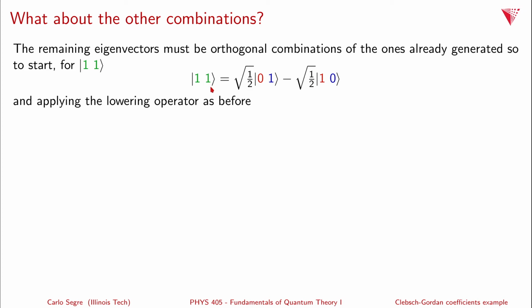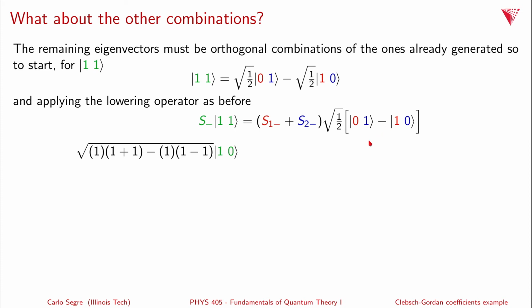We can apply the lowering operator just like before to get the state 1, 0. S minus applied to 1, 1. And then S1 minus plus S2 minus applied to this state 1 over the square root of 2, 0, 1 minus 1, 0. And we're going to get 4 terms again. So we get the first term here is 1 times 1 plus 1 minus 1 times 1 minus 1. That will be square root of 2. Then you have, on the right side, 1 over the square root of 2 times 1 times 1 plus 1 minus 0 times 1, 0 minus 1. That's for this term. And then you lower the 0 to a minus 1, 1.